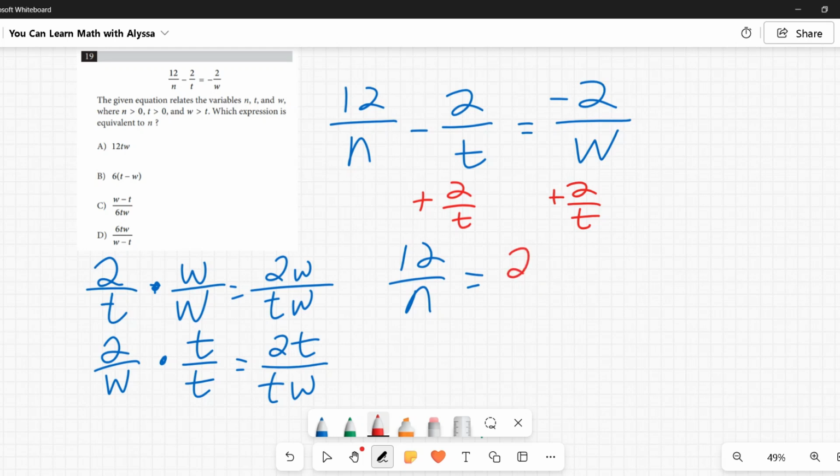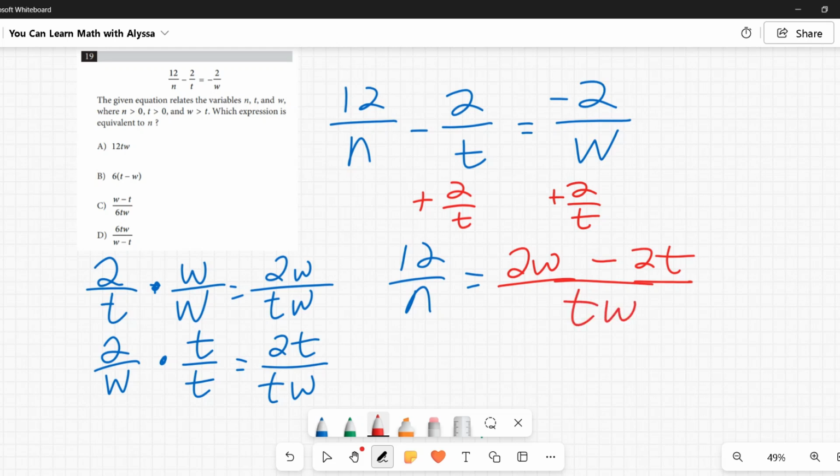So now I can replace those over here. So that's tw. I keep saying t and 2. I keep flipping them. 2w over tw minus, because we don't want to forget that minus was there, minus 2t over tw. We can combine them, and it becomes 2w minus 2t over tw.